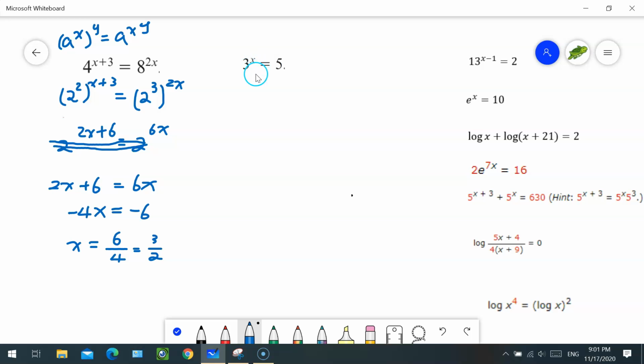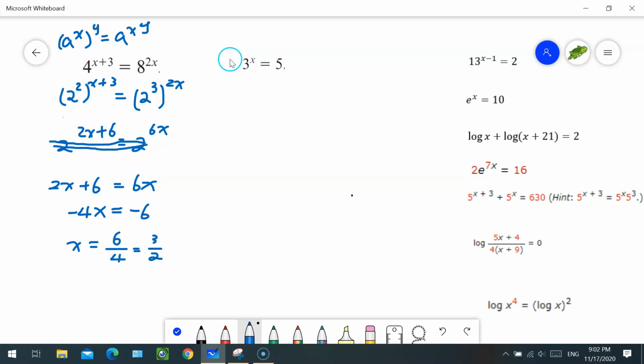Now we do this equation. In this question we have 3 to the power x equal to 5. There's no way I can rewrite these two base numbers into the same base number. For example, with the previous one, I can rewrite the 4 and 8 into base 2, and then I cross out the base number 2 to solve for x by using the degree power. But here, 3 to the power x equals 5, there's no way I can rewrite it into the same base.